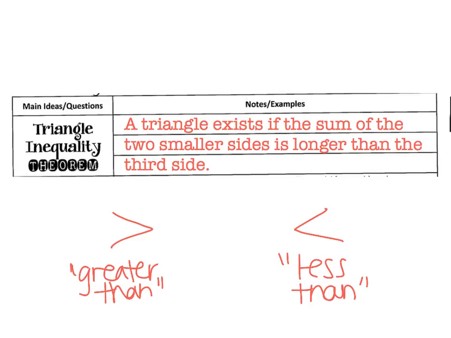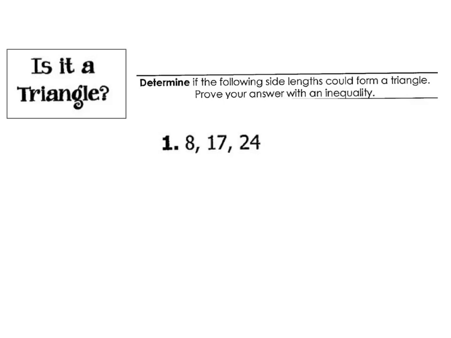Now, if you need more time to copy down this definition or what I just wrote on your screen, go ahead and pause your video. Otherwise, let's move on to some examples. So using the triangle inequality theorem, we want to determine if a triangle is a triangle given three side lengths. We can determine if the following side lengths could form a triangle using the triangle inequality theorem, and we want to prove our answer with an inequality.